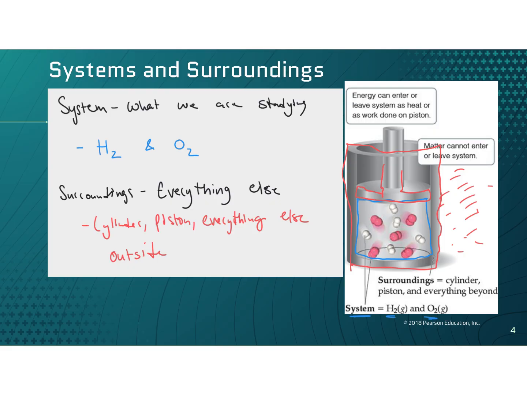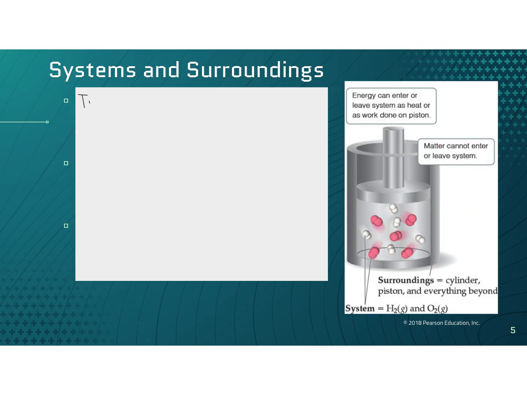Now we have a few different types of systems that we can be referring to when we're thinking of thermodynamics. The first is an open system. Now, as you might imagine, in an open system, we can exchange matter and heat with the surroundings.